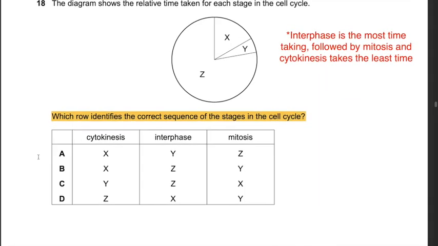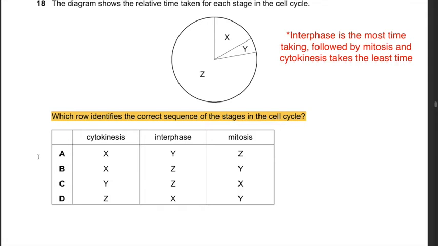Question 18. The diagram shows the relative time taken for each stage in the cell cycle. Which row identifies the correct sequence of the stages in the cell cycle? This diagram right here represents the relative time taken. And a key thing you should know is that interphase is the most time taking process, followed by mitosis, and cytokinesis takes the least time.